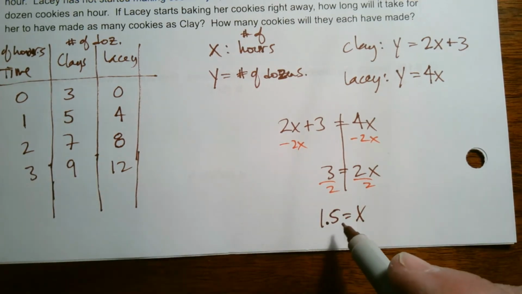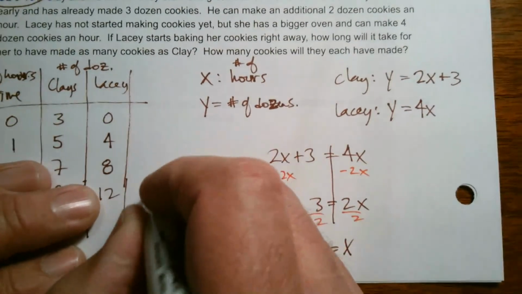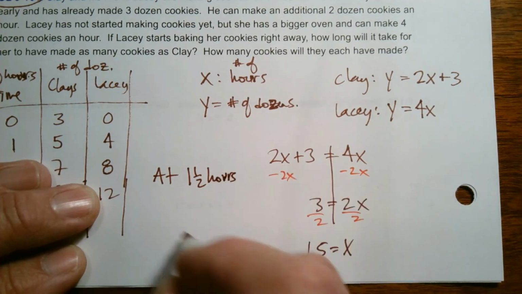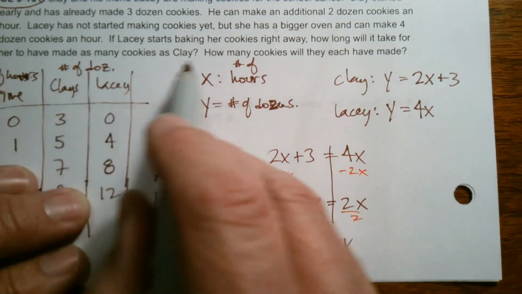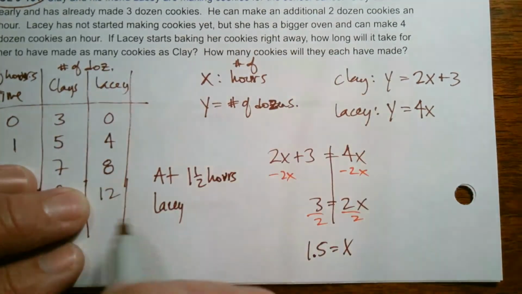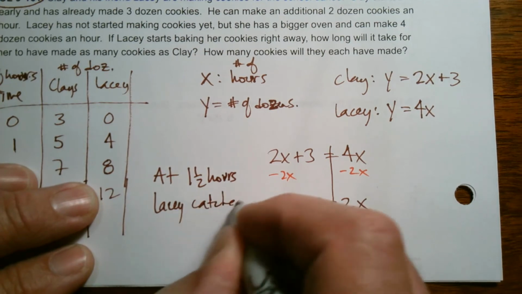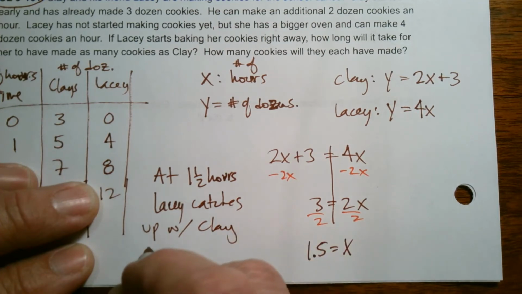That tells me it right there. Remember, x is the number of hours. So at 1.5 hours, Lacey catches up with Clay. It says how long will it take? At 1.5 hours, Lacey catches up with Clay.